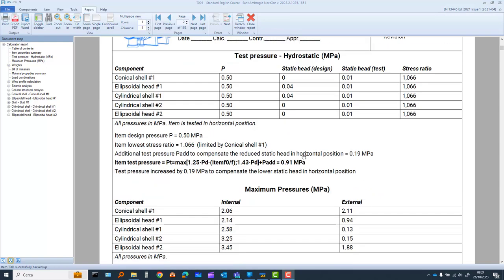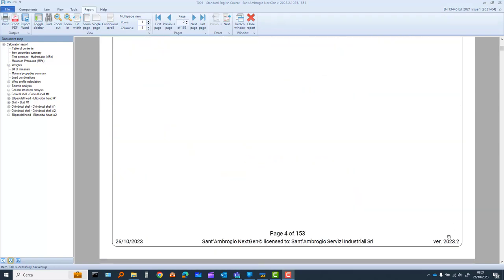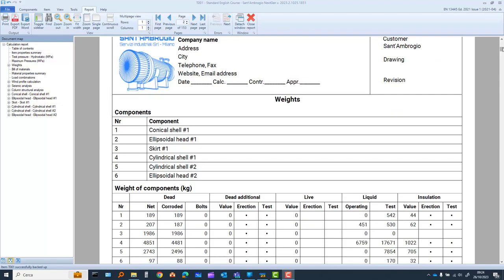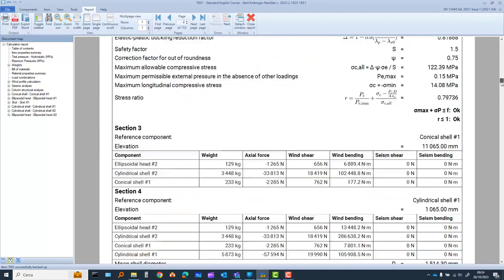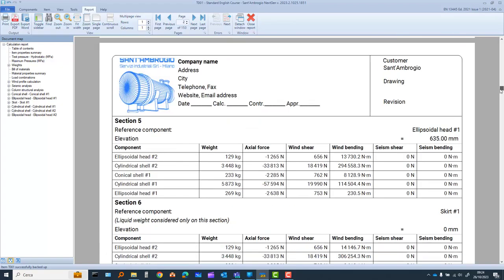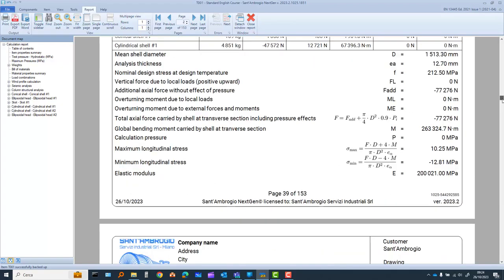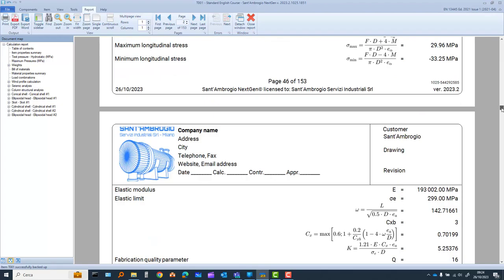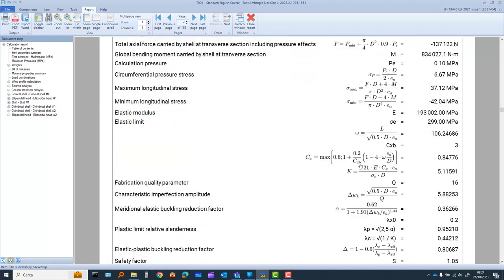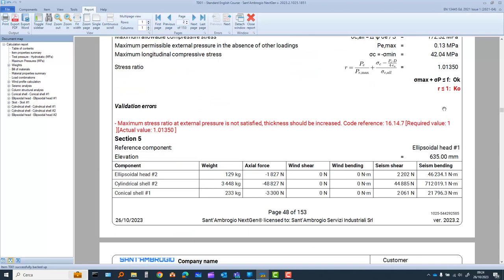Page 48. Let's go a little bit further. We are now at page 32. Page 46, we are almost arrived. Here, okay, here there is the warning. Maximum stress ratio at external pressure is not satisfied. Thickness should be increased. Code reference, and here there is the paragraph of the codes that has to be considered.